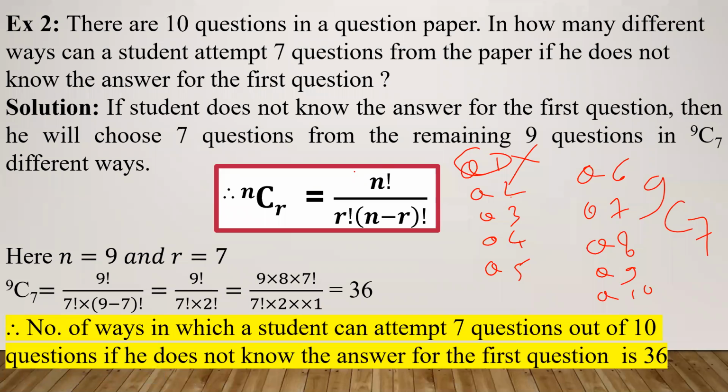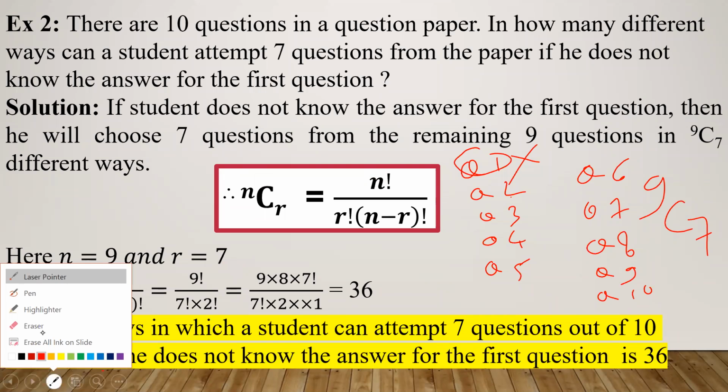Let us see how I have written this here. If a student does not know the answer of the first question, then he will choose 7 questions from the remaining 9 questions. From 2 to 10, they are 9 in number. And in how many ways can that be done? It can be done in 9C7 different ways. So here n is 9 and r is 7. You calculate 9C7 in a similar way. How do you calculate 9C7? Apply your formula, I've written the formula here.